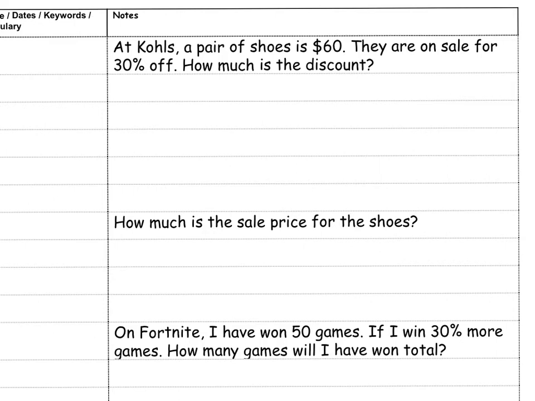Our next problem says that at Kohl's, a pair of shoes is $60. They are on sale for 30% off. How much is the discount? So we have $60, 30% off, and how much is the discount? When we identify the part, the whole, and the percent, remember I said the reasoning for the part and the reasoning for the percent need to be the same. So the pair of shoes is $60. That was the original cost. Whenever we think of whole, we can think of original as well. That's another key word: original, total, whole all go together.